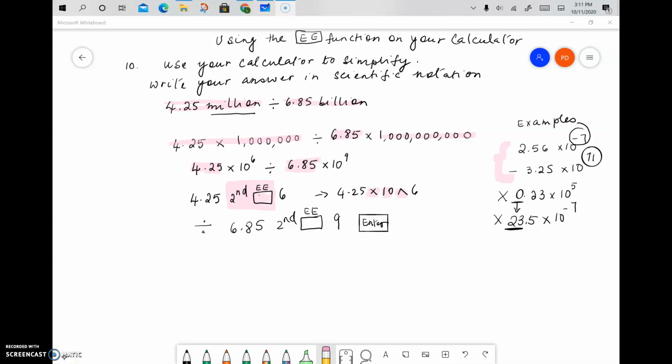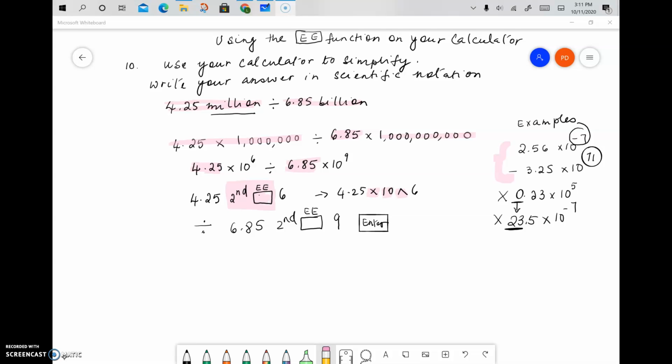So in this problem, we're going to do calculations on our calculators, and the numbers we're going to enter are numbers that are given in scientific notation. We're going to use the EE function on your calculator to make the entry of these numbers in scientific notation much easier to work with.